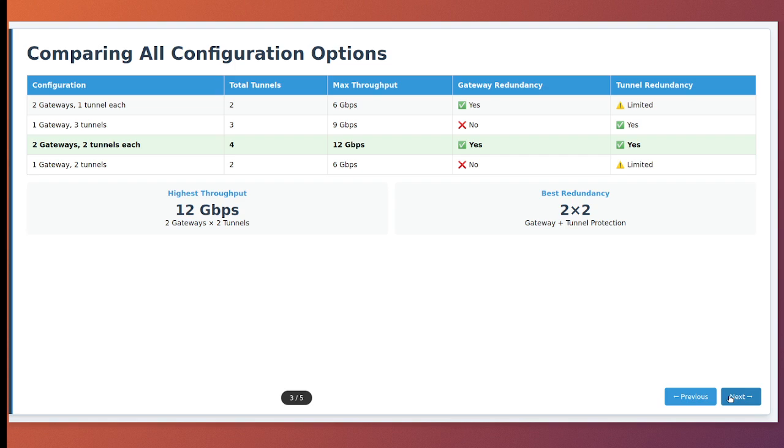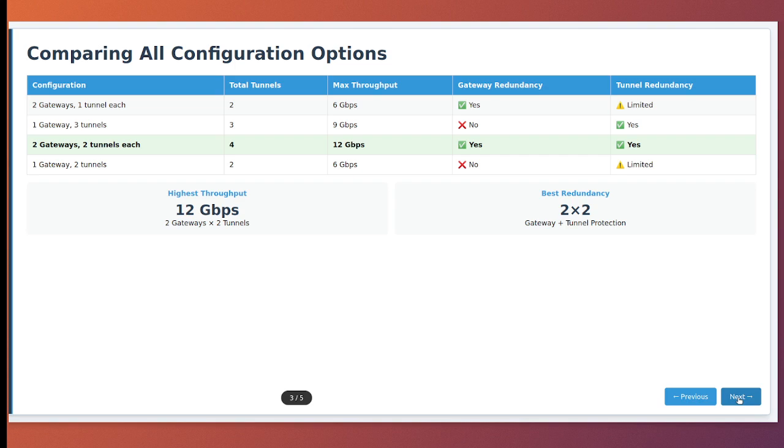Option 4 describes a single Cloud VPN gateway with 2 tunnels each. The wording here is confusing because the word each doesn't make sense with a single gateway. Assuming it means 2 tunnels total on one gateway, this provides 6 gigabits per second of throughput but suffers from the same single point of failure issue as option 2. The pattern is clear. Multiple gateways provide redundancy against gateway failures, while multiple tunnels provide both increased throughput and redundancy against tunnel failures.